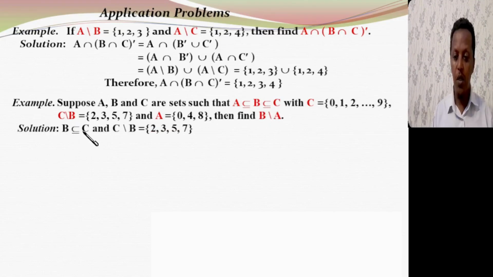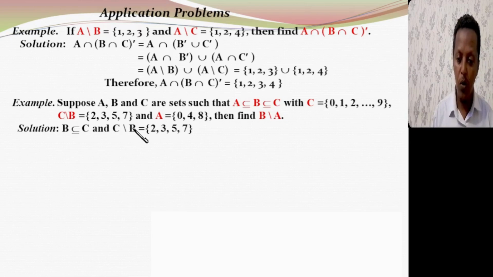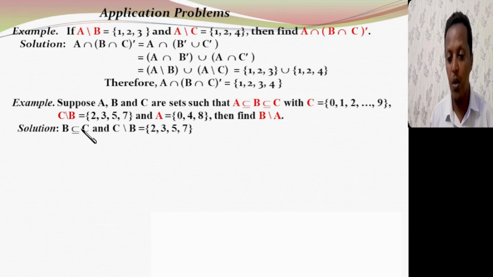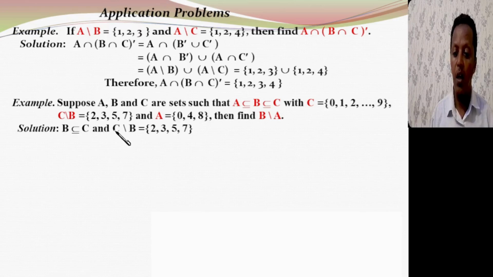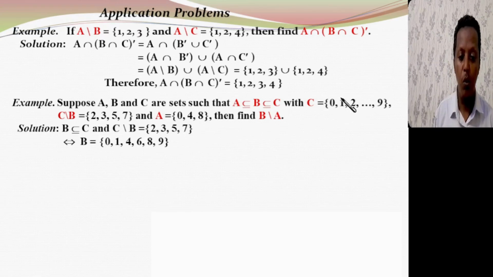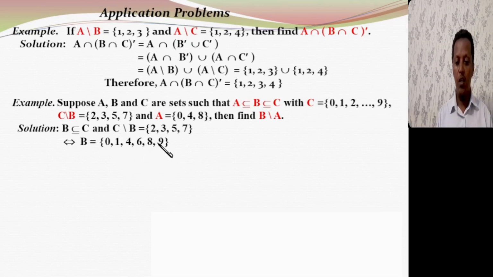Now first, B is a subset of C, and at the same time, elements only in C but not in B are given. From the concept that B is a subset of C, we know all elements of B are in C. At the same time, elements only in C but not in B are 2, 3, 5, 7. So from these two, you can conclude B will contain elements from C other than 2, 3, 5, 7. So when we remove 2, 3, 5, 7 from C, you will get 0, 1, 4, 6, 8, 9.